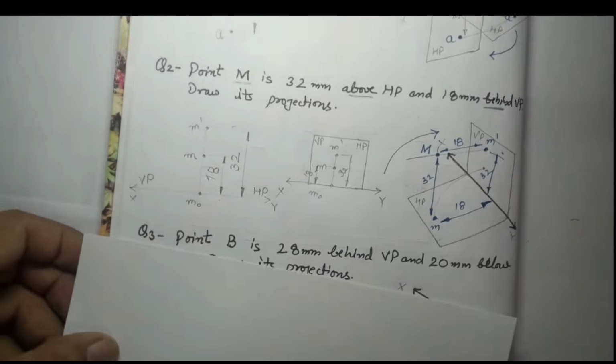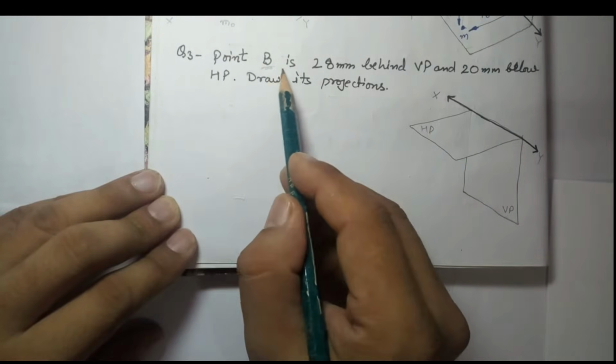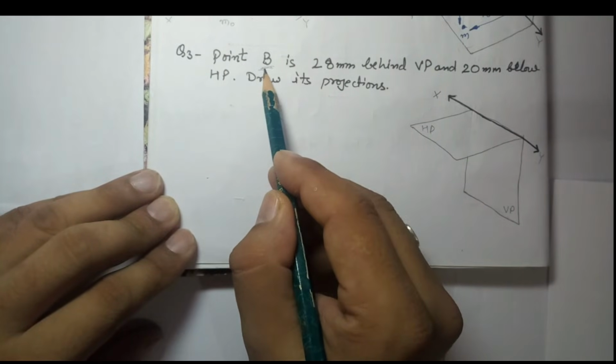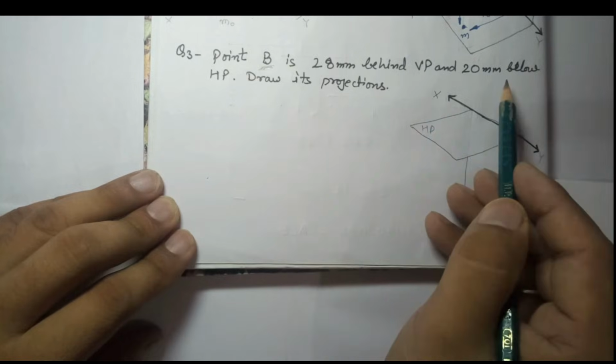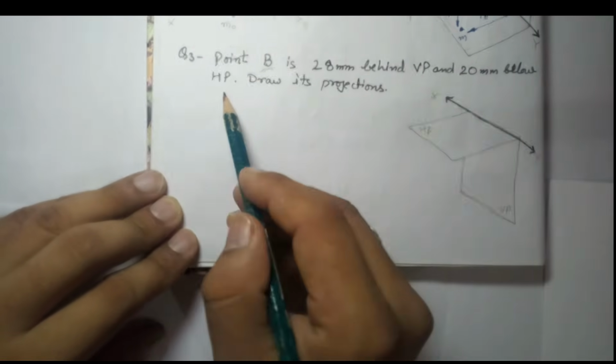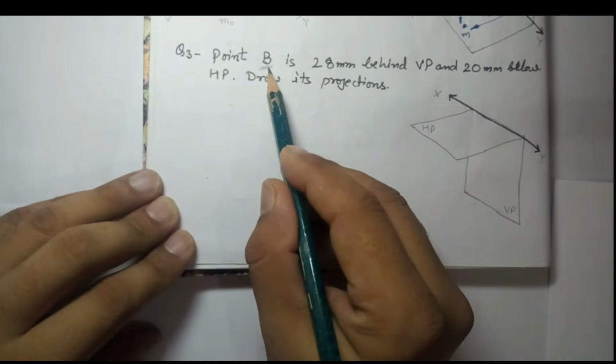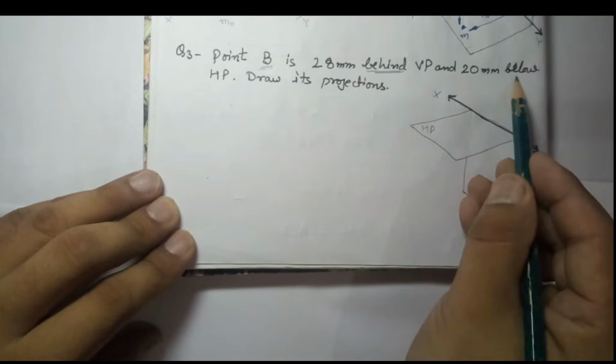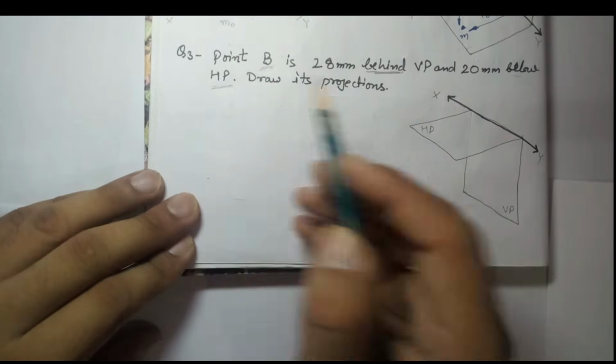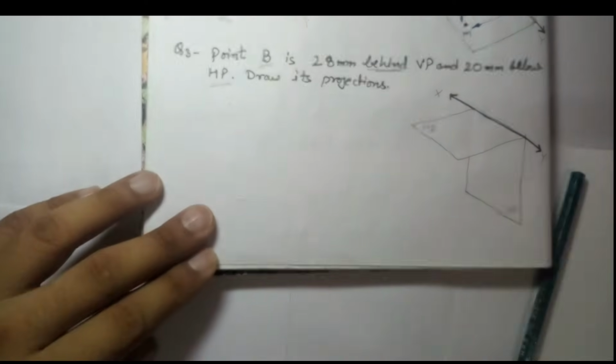Now we will see one more question. Now the given question is a point B. Name of the point is B, 28 mm behind VP and 20 mm below HP. Draw its projection. So name is B, behind VP, below HP. So the quadrant is third. So I have drawn the third quadrant. Now try to do it without making the diagram. Try to do it in imagination.